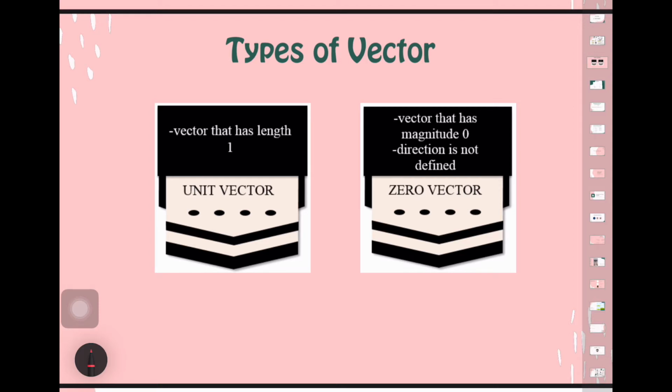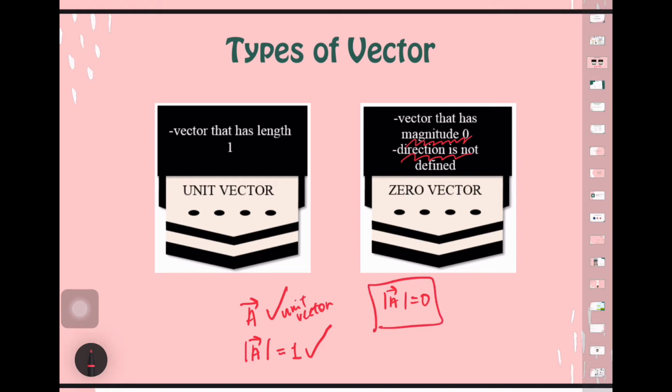Apa dia unit vector? Unit vector adalah vektor yang mempunyai length equal to 1. So, katakanlah awak ada vektor A. Okay, bila awak kira magnitude of vector A, awak dapat magnitude dia equal to 1. So, this vector, the vector A is called a unit vector. Okay. And we also have zero vector, di mana zero vector adalah vektor yang mempunyai magnitude sama dengan kosong dan tak boleh diberitahu ke mana direction dia. Okay, maksudnya bila kita cari length of the vector, kita akan dapat sama dengan kosong. Okay, so this one is called a zero vector.